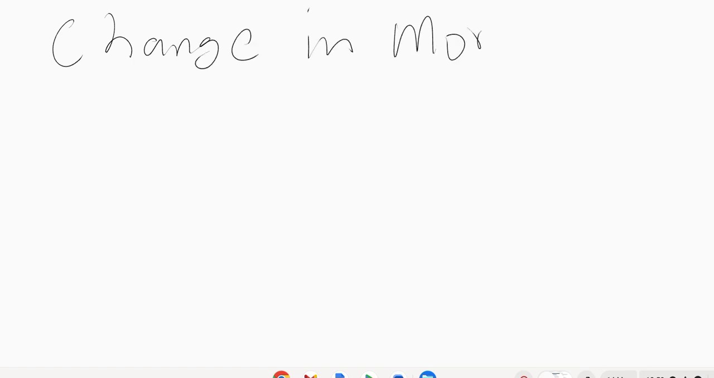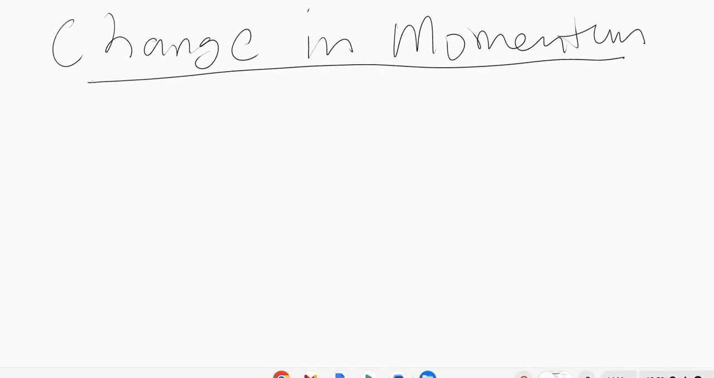So another concept that we'll talk about today is what I call the change in momentum. So we have talked about momentum at the beginning. So today we'll look at what we call the change in momentum.